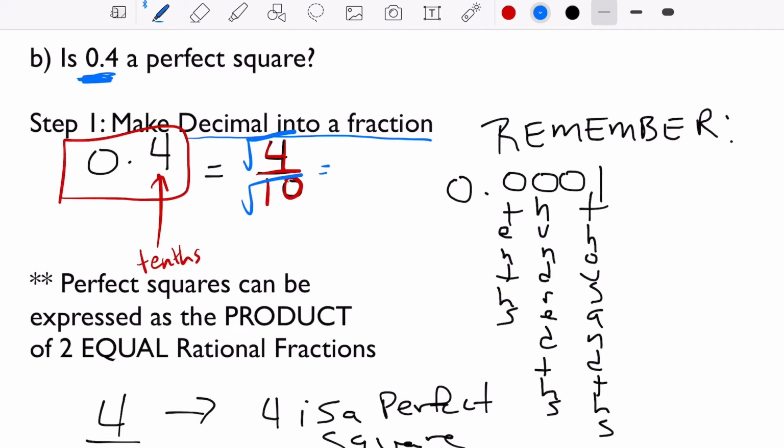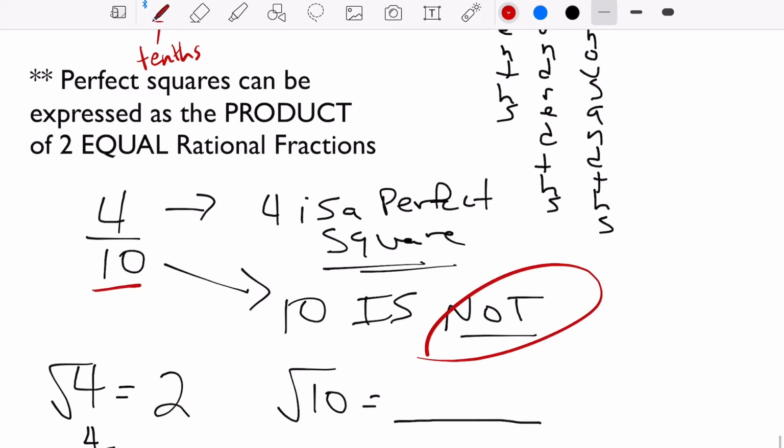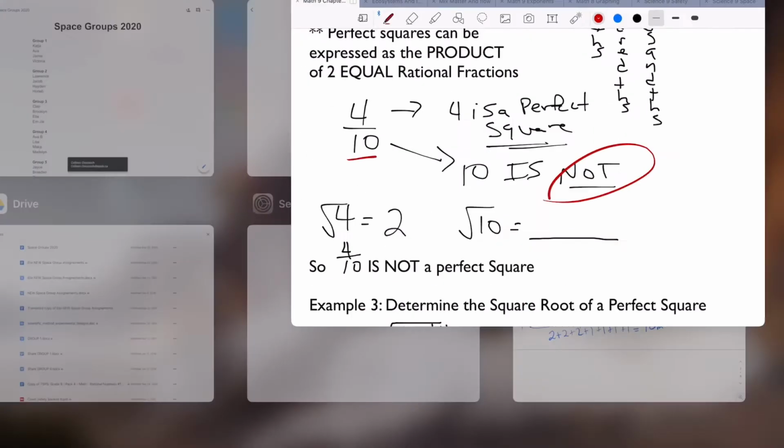The square root of 4 is 2, but when you do the square root of 10, you get 3.162277. That is not a perfect square. Therefore, this is not a perfect square because the 10 does not break down into a nice number. So remember that whenever you're doing decimals, you need to be able to put them back into their place values.